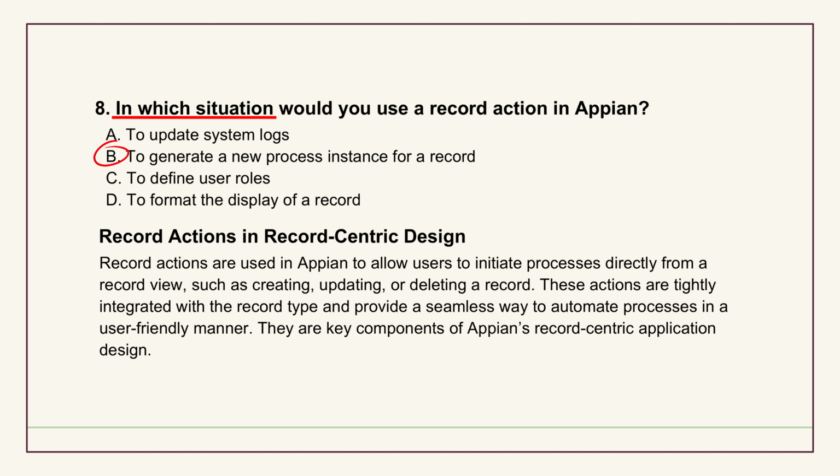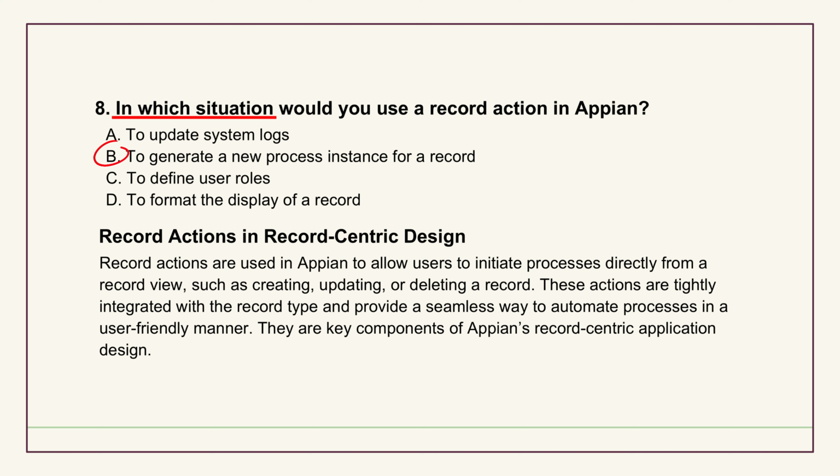Exactly. Now, a record action is a button or link typically placed directly on that record view that lets the user initiate a business process related to that specific record. So if I'm looking at customer X's record, I might have a record action button like "log new support ticket"? Perfect example. Or update contact info, or initiate order refund. When you click that action, it kicks off a process model.